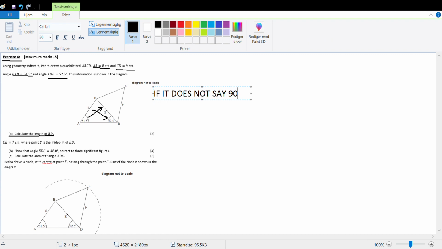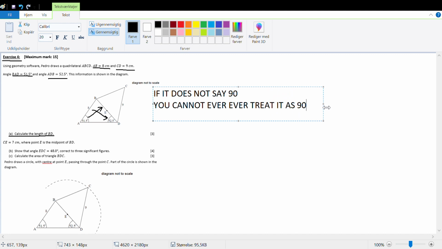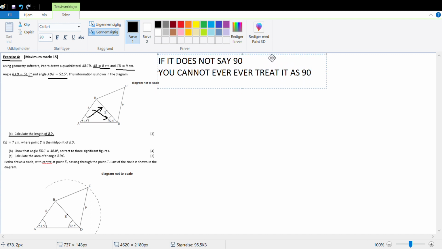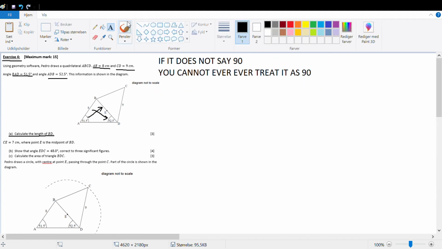90 degrees, you can never treat it as 90 degrees. You have to presume that it is not 90 degrees. If they don't tell you it's 90 degrees, it's not 90 degrees, because otherwise they would tell you, or they would show it like so, with this sort of marker indicating that it's 90 degrees. I say this because a lot of people try to use their 90-degree rules because they're simpler. You can't do that.